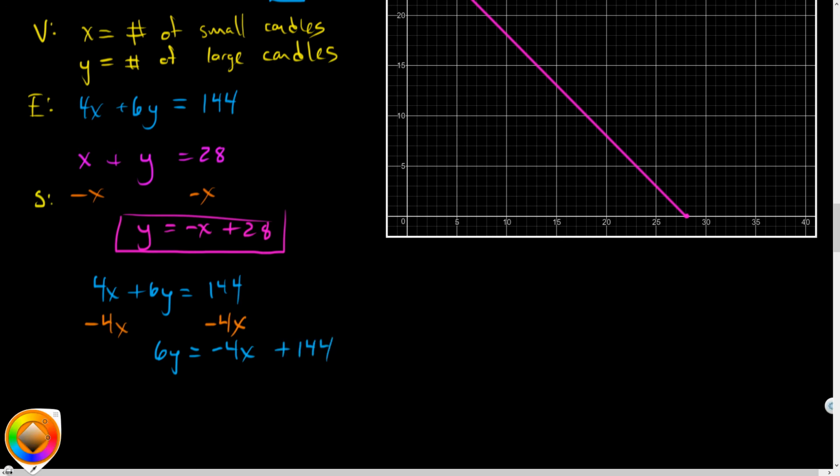Now what do you think? Divide both sides in their entirety by 6. Yep, that's fine. And so I'll have y equals, 4 and 6 are both divisible by 3, I'll call that negative 2/3 x. And 144 divided by 6, is that going to be 24? 24.